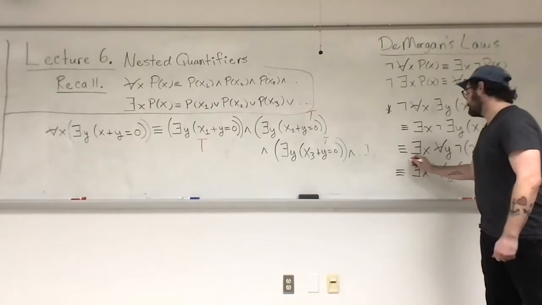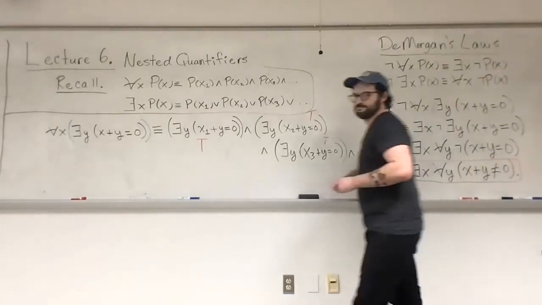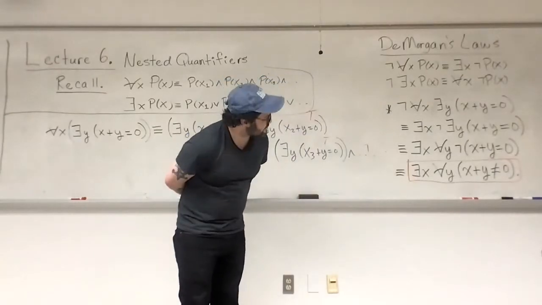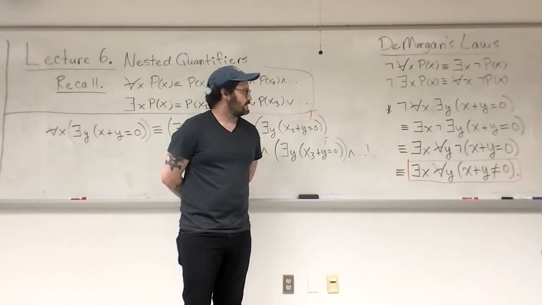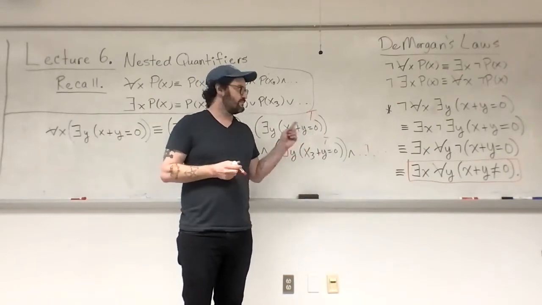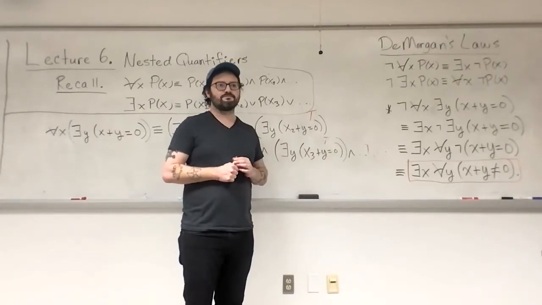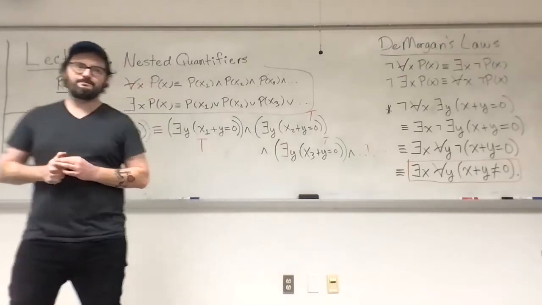Now, if we did it correctly, this better be false. So let's say it out loud. There's a real number x such that for all real numbers y, x plus y is not equal to 0. False. That's false, right?